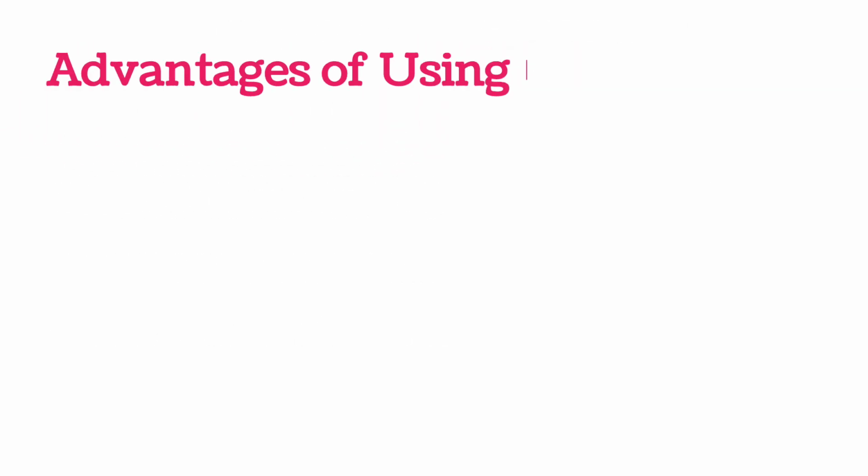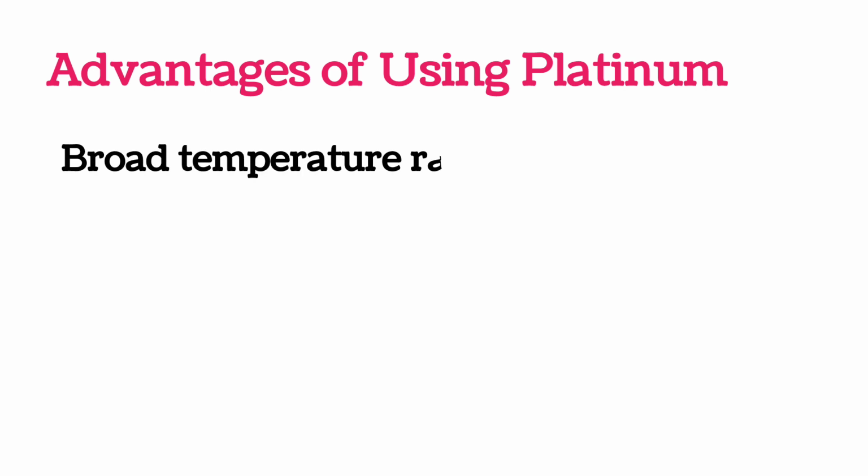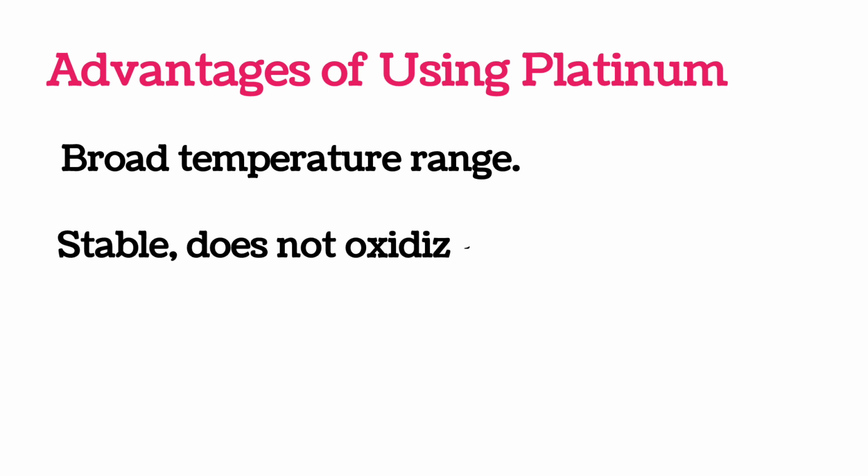Platinum is the most used material for RTD. There are plenty of advantages in platinum for designing an RTD. Some of them are a broad temperature range, that is, its melting point is 1700, so platinum can be used for a wide range of temperature measurement. It is very stable and does not oxidize easily.